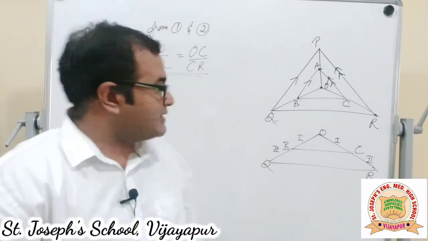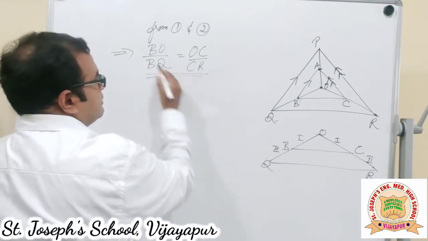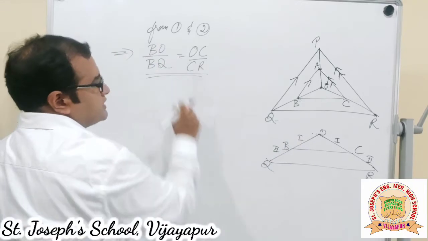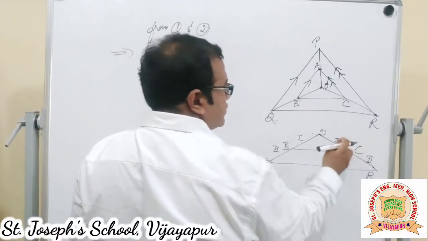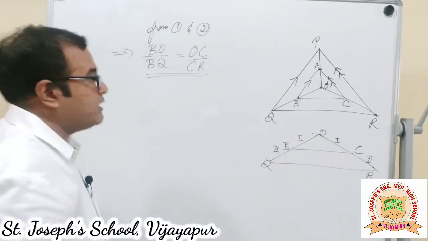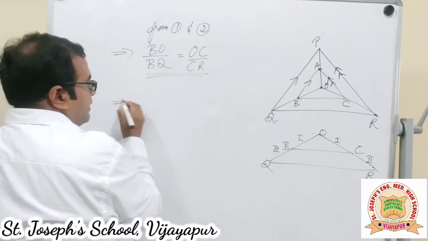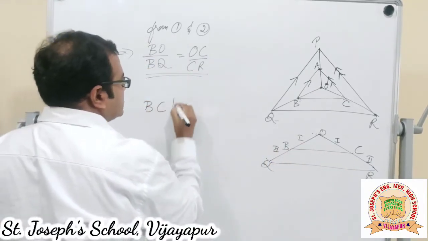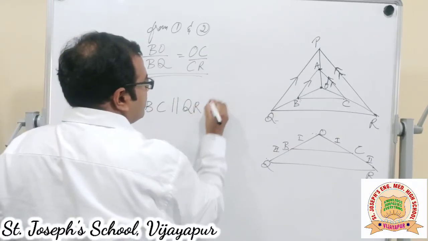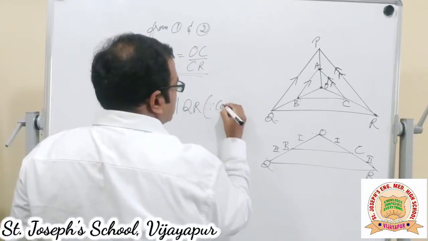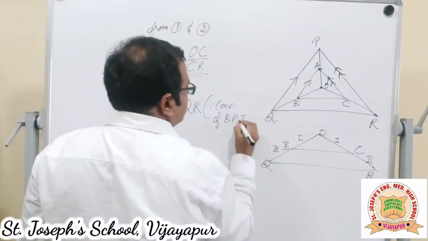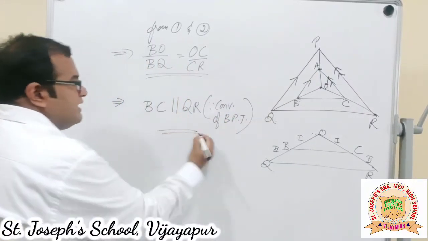Therefore, we can say that from this previous equation, BO upon BQ, first part upon second part, is equal to OC upon CR, which is also first part upon second part. So they are proportional, implies that BC is parallel to QR. Where did you get this from? This is from the converse of BPT. So hence the proof.